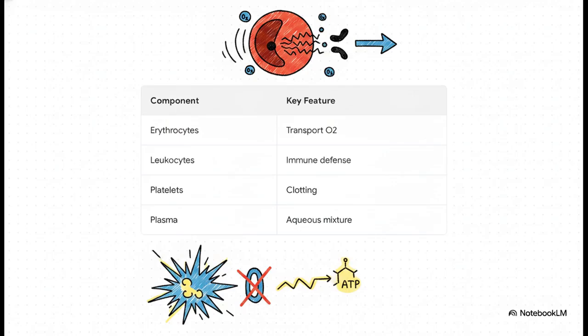Now here is a massive trap. To make maximum room for carrying oxygen, mature red blood cells actually spit out their nuclei and their mitochondria. Think about what that actually means. Without mitochondria, they cannot perform aerobic respiration. They have to rely entirely on glycolysis for ATP. This is a brilliant evolutionary design so they don't consume the very oxygen they are trying to transport.